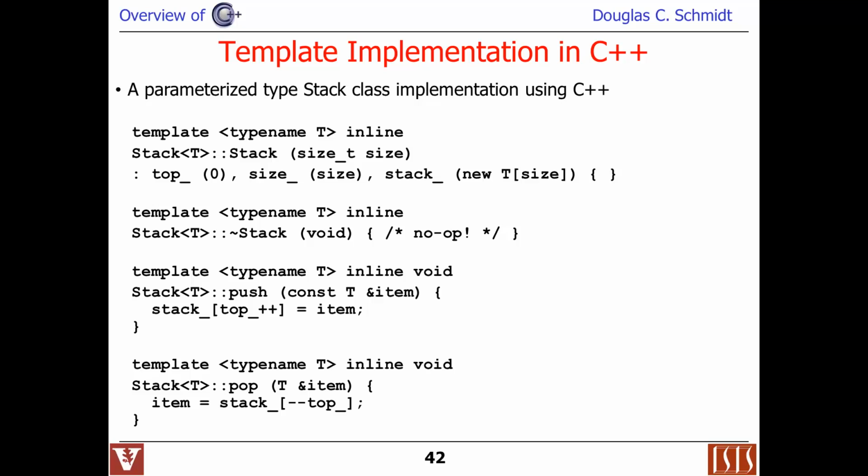Because I used a scoped array, the destructor becomes a no-op. As somebody pointed out before, we could just leave it out altogether. It wouldn't cause any problems. I'm just leaving it here to make it a no-op, just to remind myself to tell you that. Push and pop, the behavior is the same.